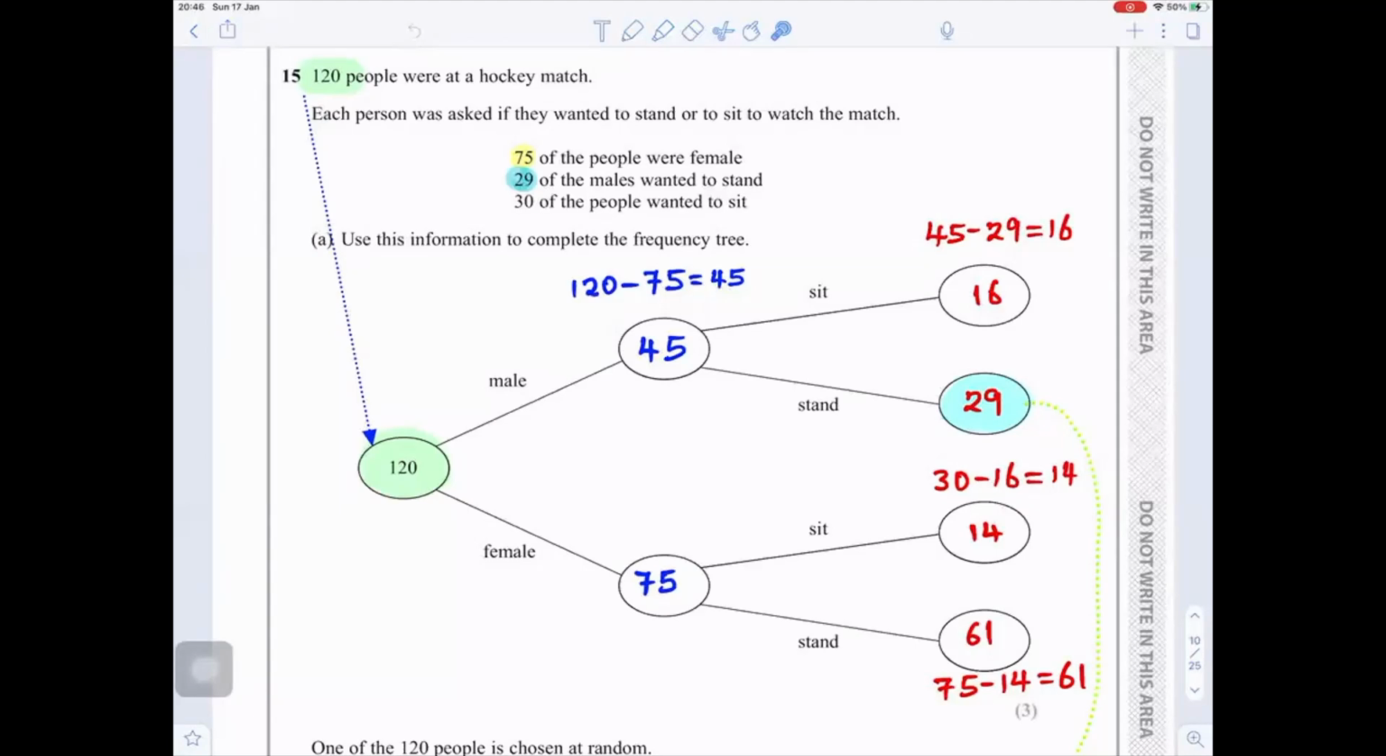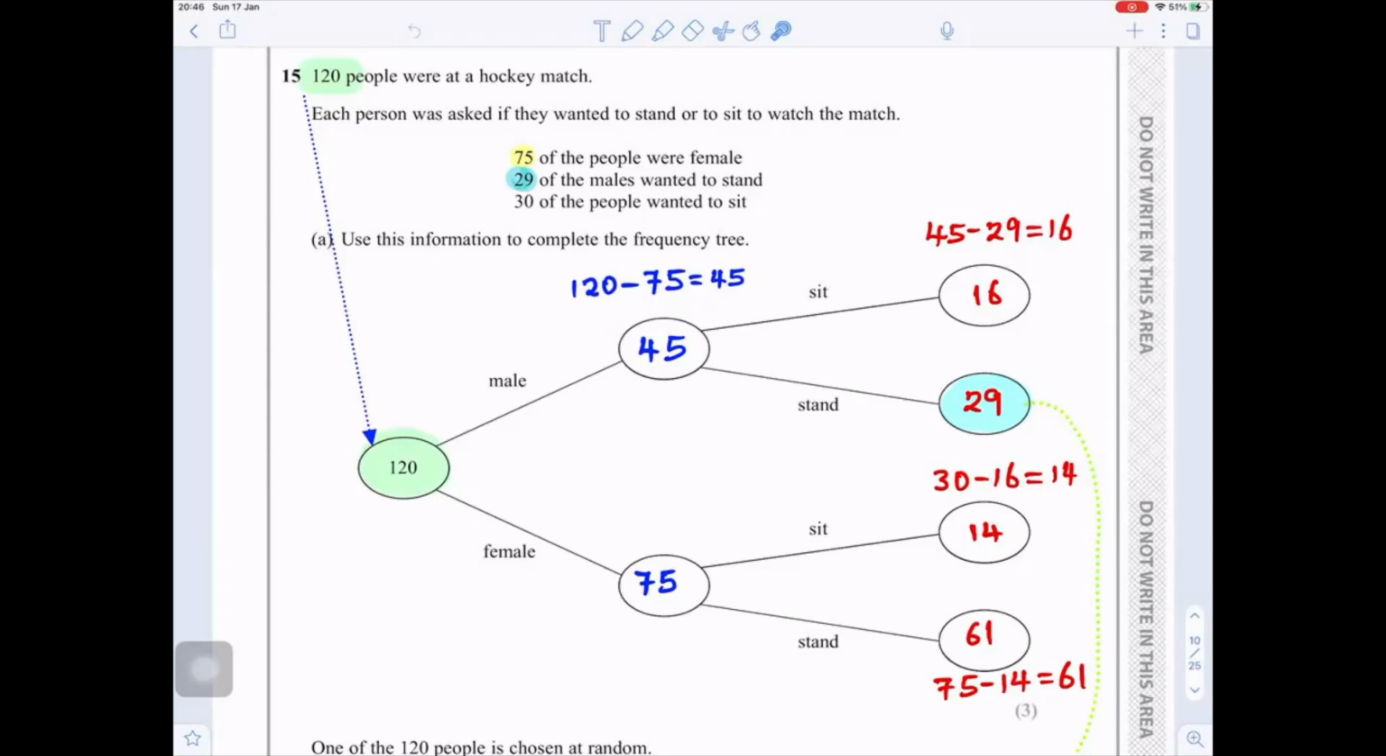Question number 15. 120 people were at a hockey match. Each person was asked if they wanted to stand or to sit to watch the match. 75 of the people were female. 29 of the males wanted to stand. 30 of the people wanted to sit. Use this information to complete the frequency tree.